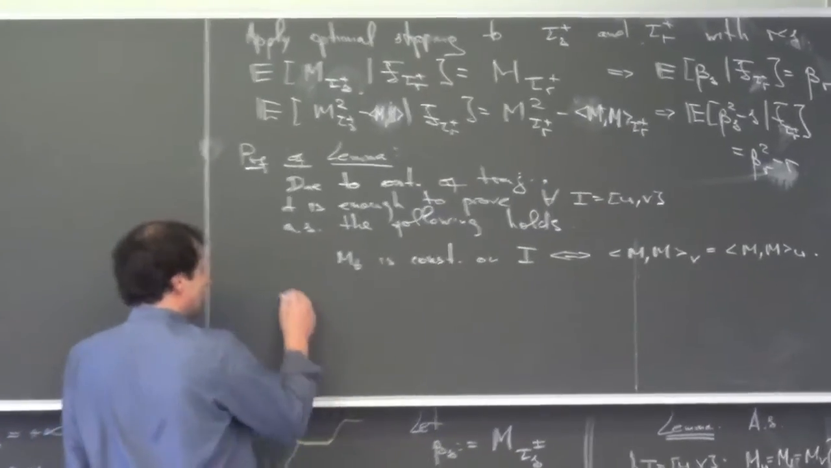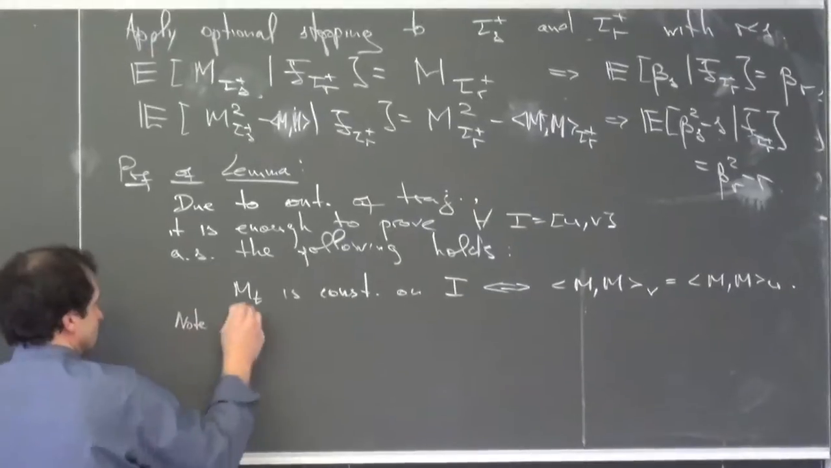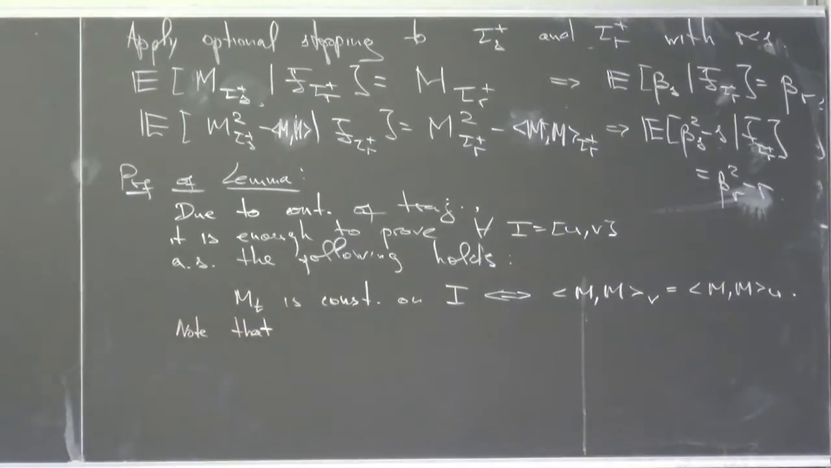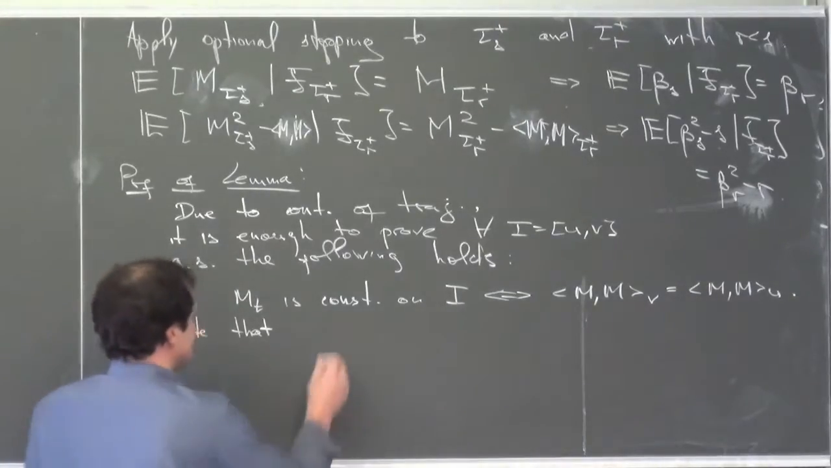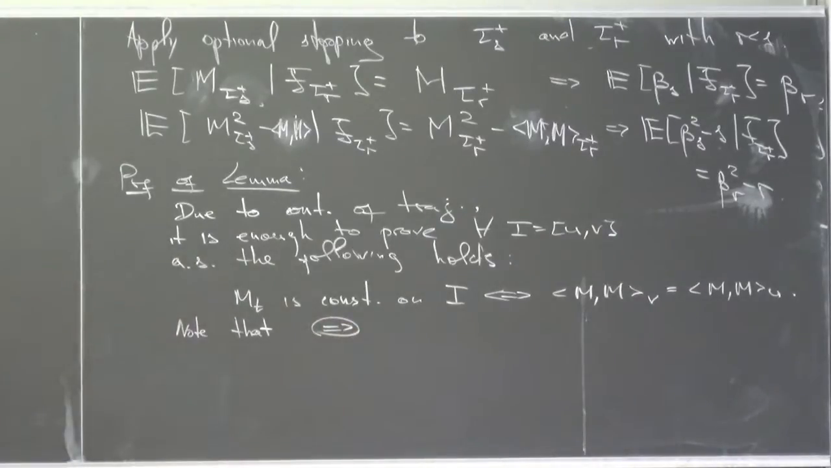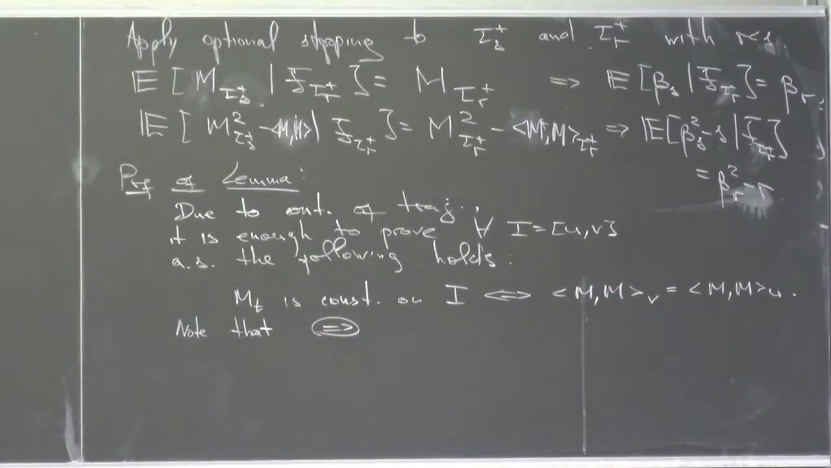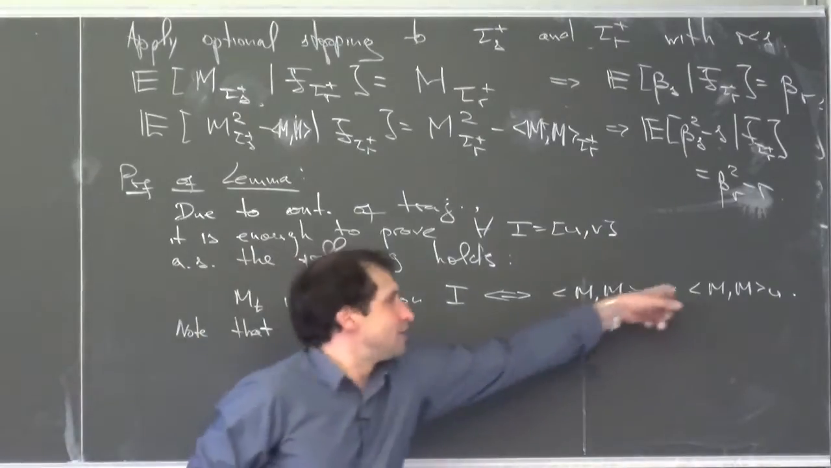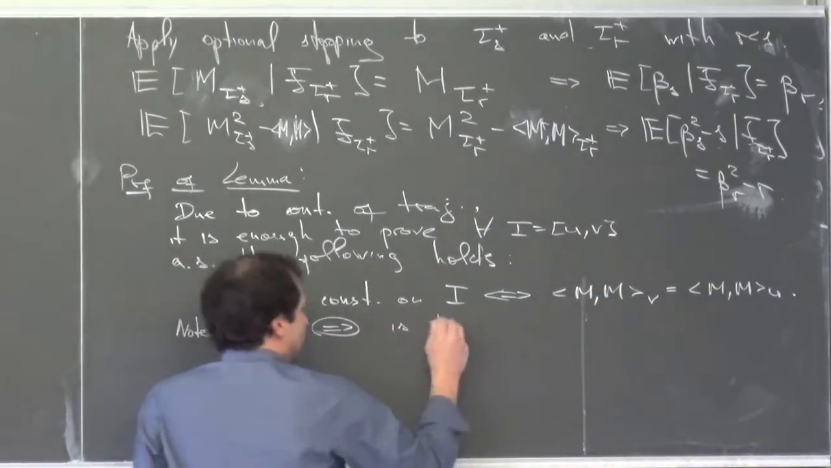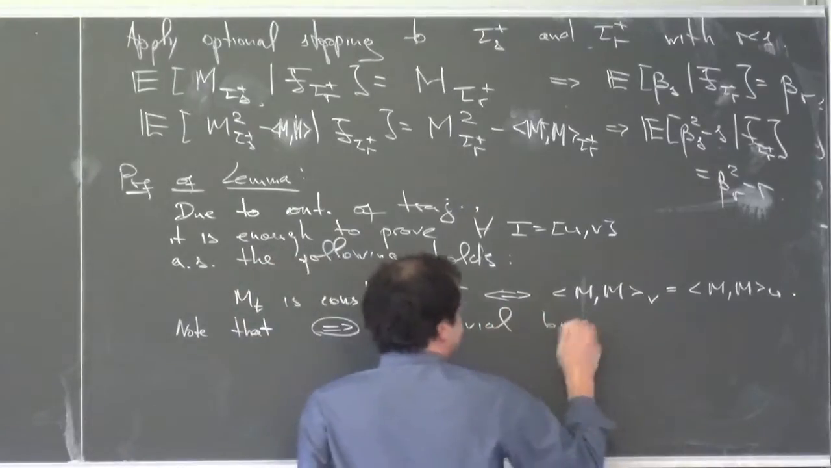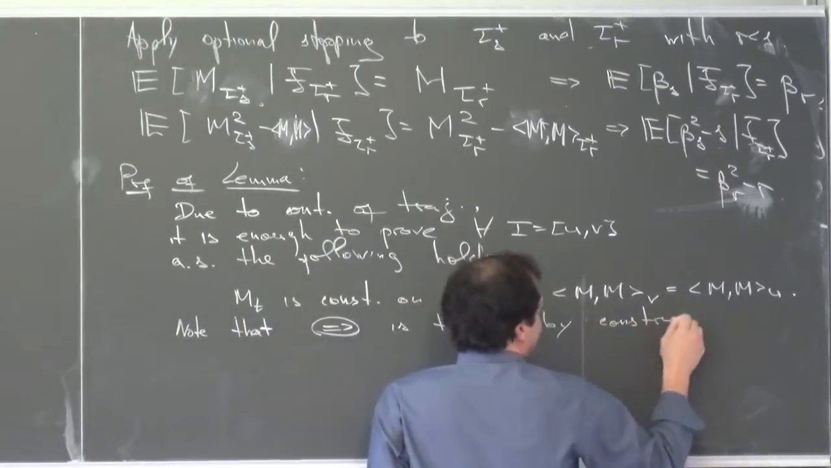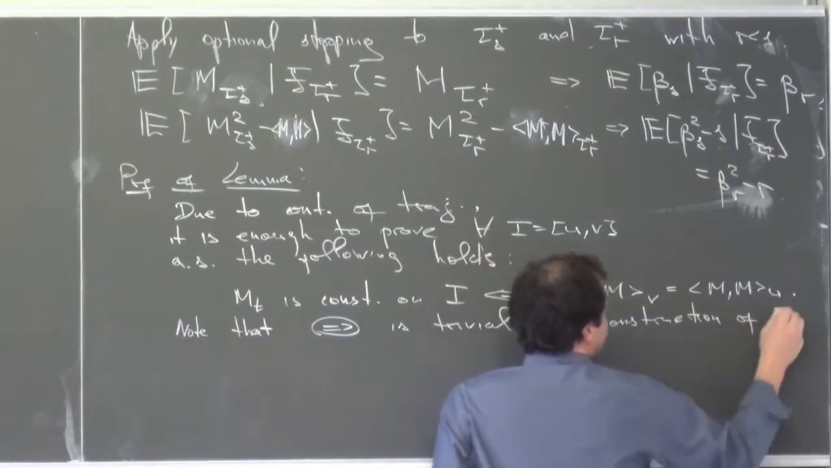Why? Just note that, okay, another very simple thing. So first note, this is obvious because we have a construction of the quadratic variation as a limit of squares of increments. So if all the increments are zeros, then this increment is 0. It's trivial by construction.